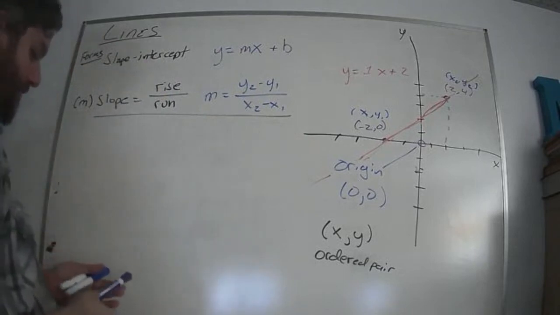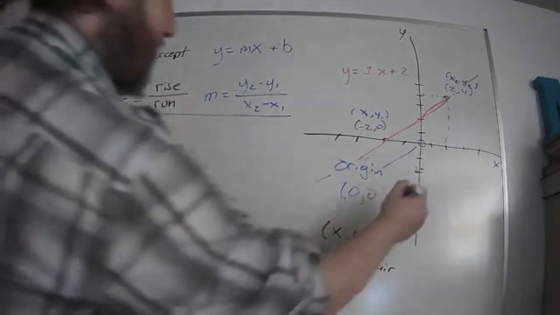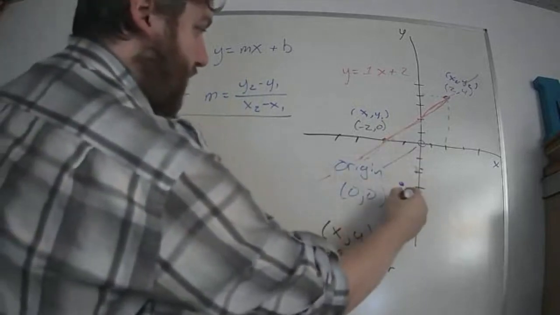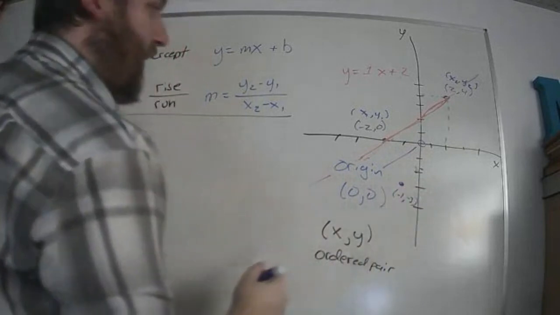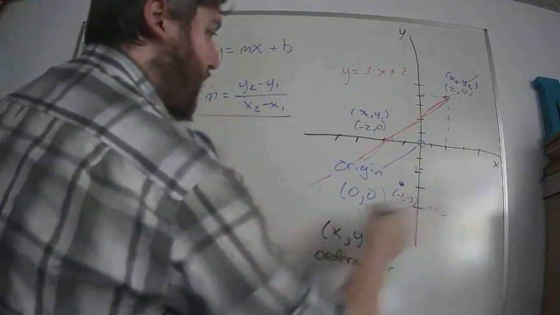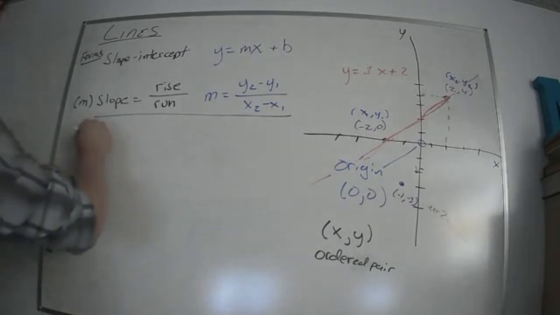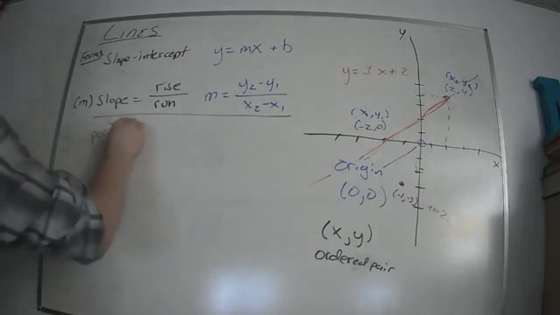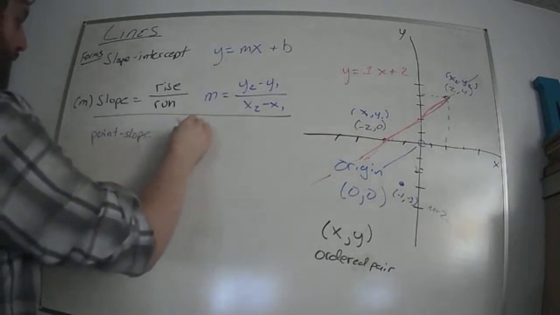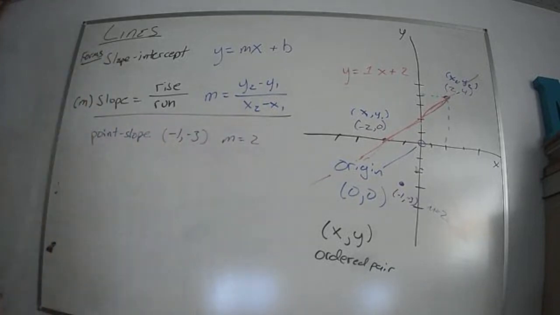Because if I have point slope, I could have another line. Say I give you this point, and this point is -1, -3. And then I say the slope equals 2. All right, so I have a point. I have the point -1, -3, and I have m equals 2. So now I want you to put this line in standard form.